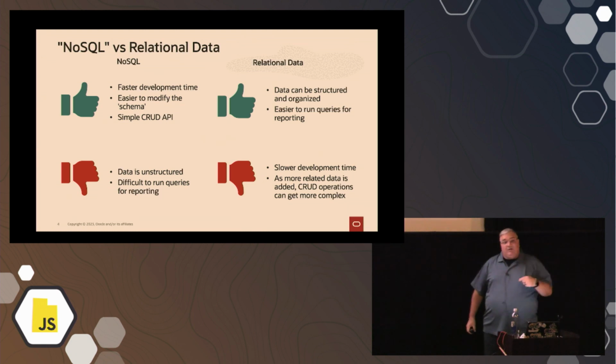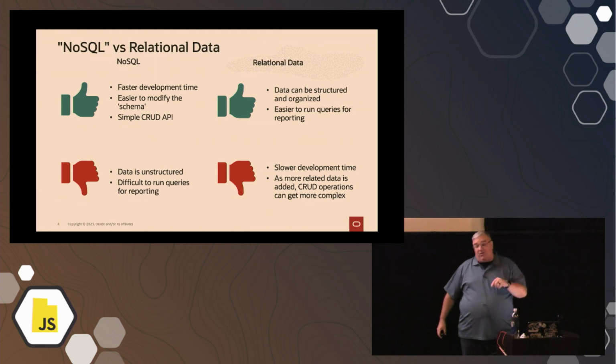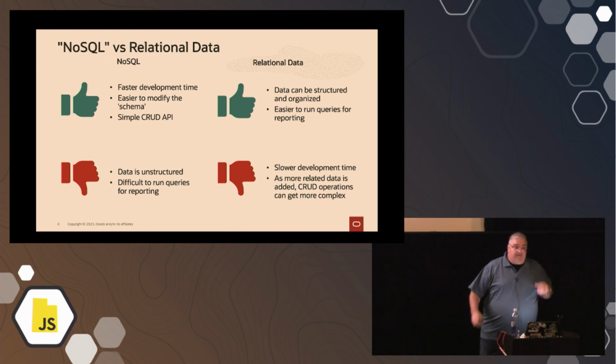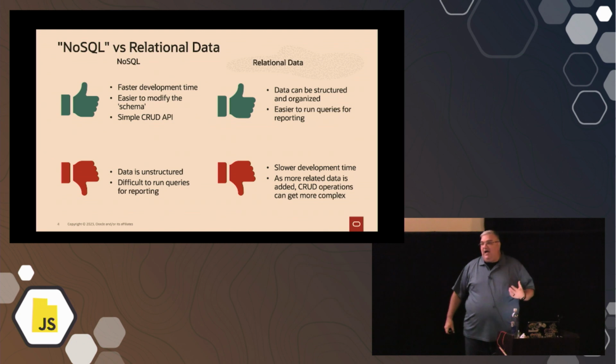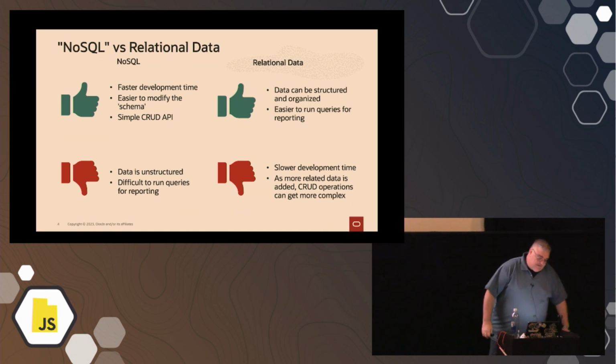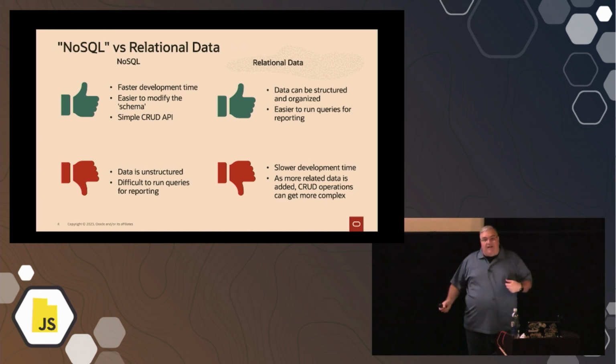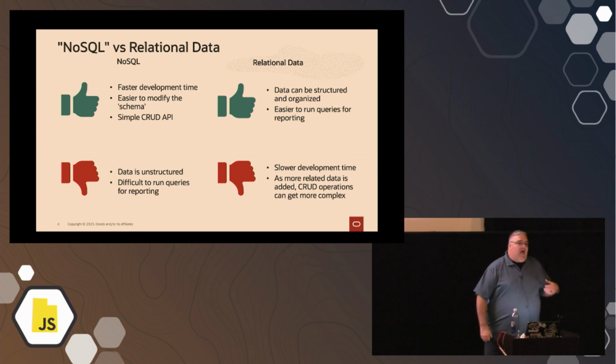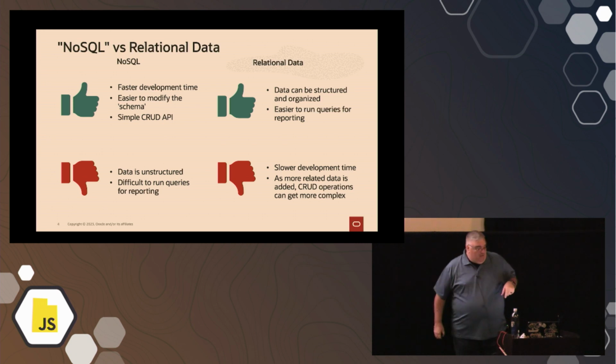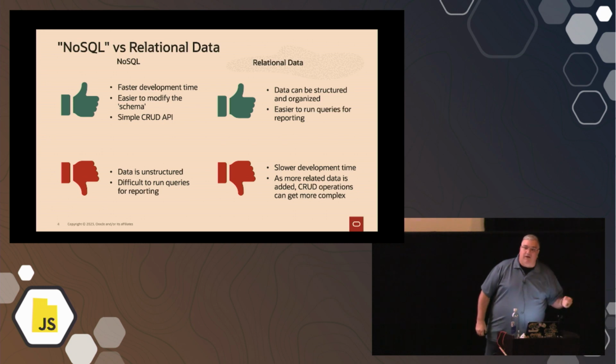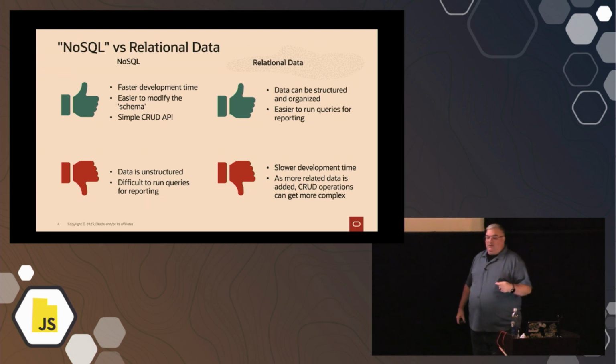Almost every NoSQL solution out there, and I say almost every because I haven't used them all, has a very basic CRUD API that's used for saving and retrieving information from JSON documents. Some of the cons: the data isn't structured. And that might not necessarily be a con depending on what the data is, but it's difficult to run queries for reporting or for analytics.